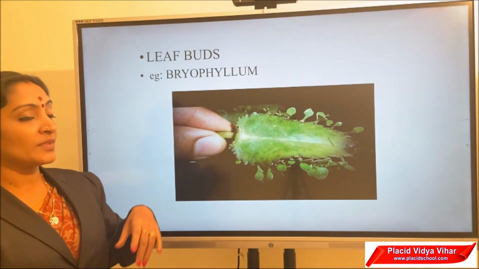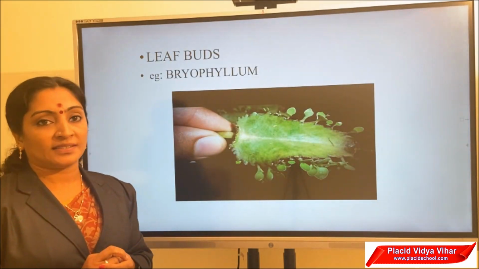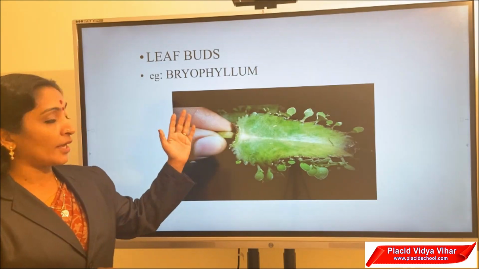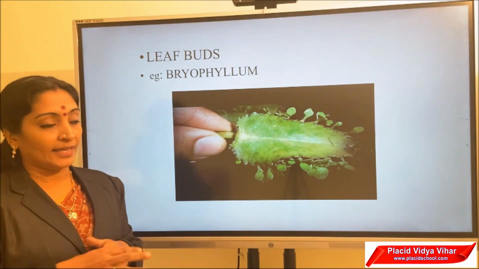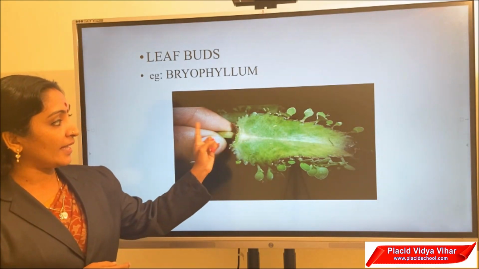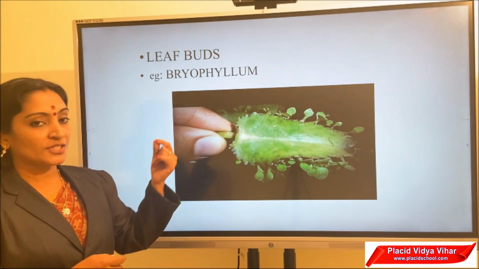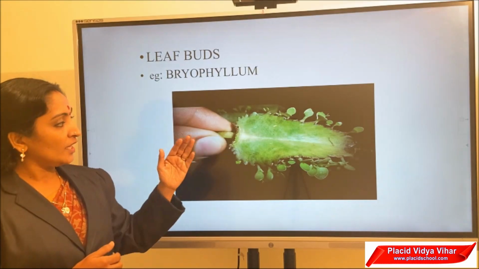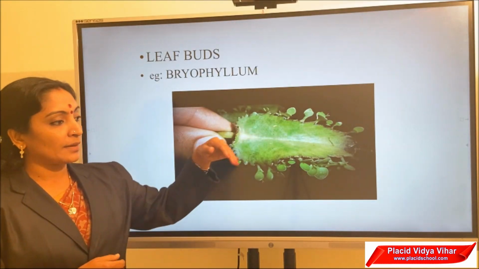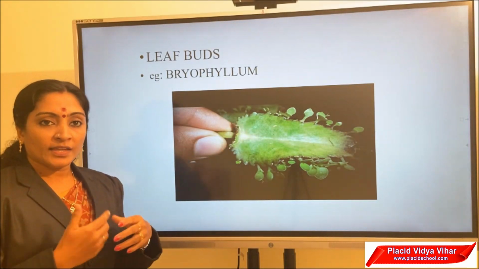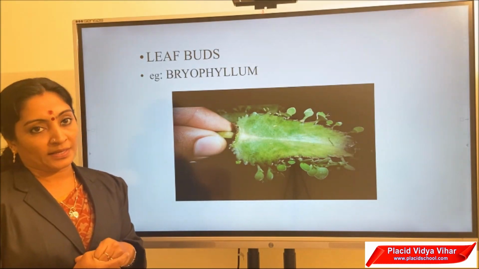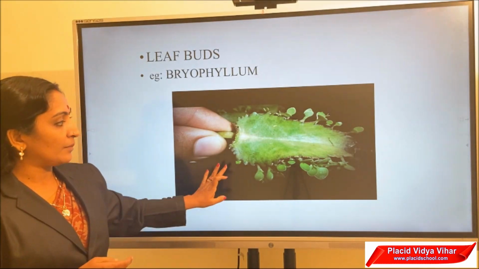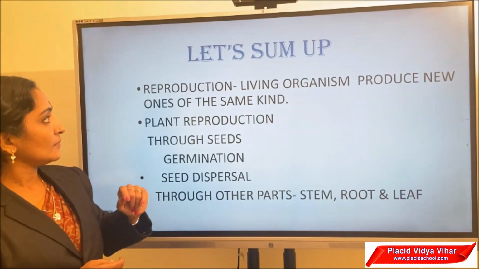And the third one, that is a rare case, leaf buds. In the case of the Bryophyllum plant, it's a very rare case. Here we can see that at the edges of the leaf there are small projections, the buds. If you cut this region and plant it in soil, we are able to produce the next set of plants. Okay, so this is about the leaf buds.